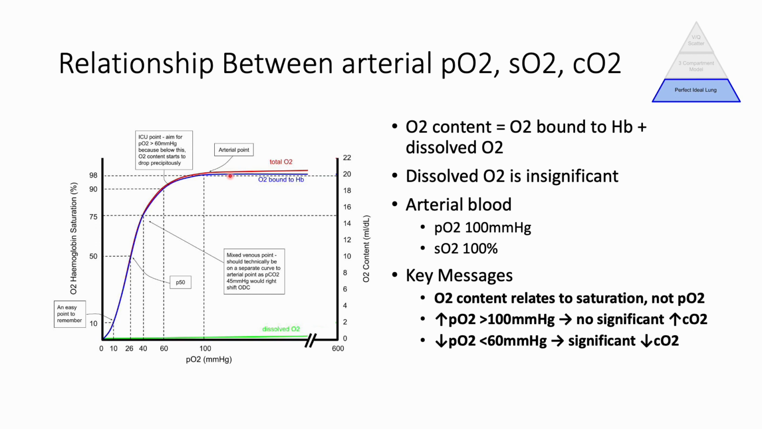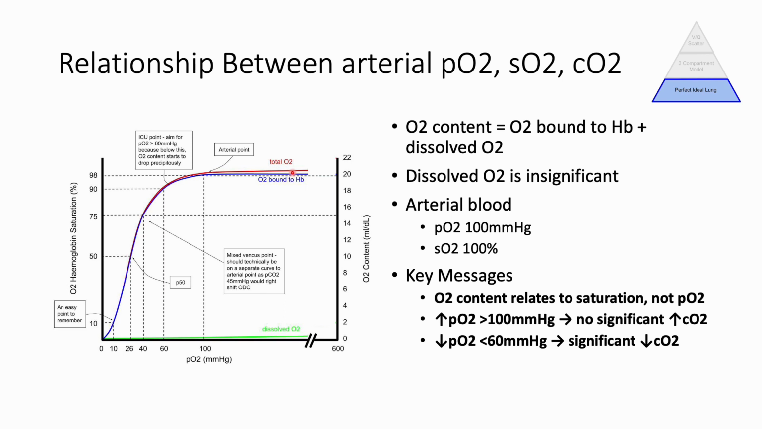The second thing to notice is that in arterial blood, the normal PO2 is 100, and if we increase the PO2 above 100, because of the shape of the oxygen dissociation curve, we're on the flat part, it means that the oxygen content doesn't increase significantly by increasing the PO2 above 100.